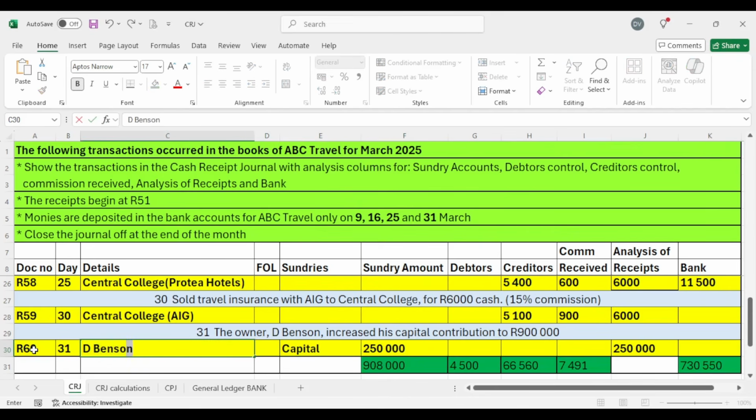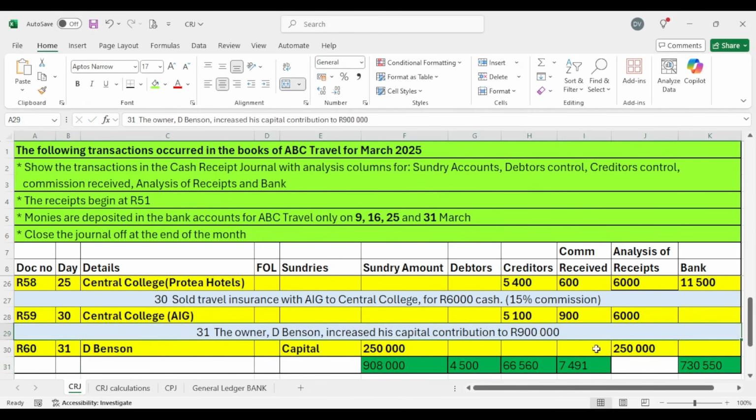D. Benson. Okay. What would have been different is if the sentence read, he increased his capital contribution with 900,000. The word with means that you're adding the full 900,000. Okay, guys, this is important, so you must read. Make sure you understand what is asked of you.